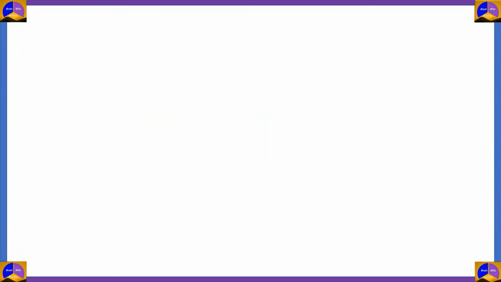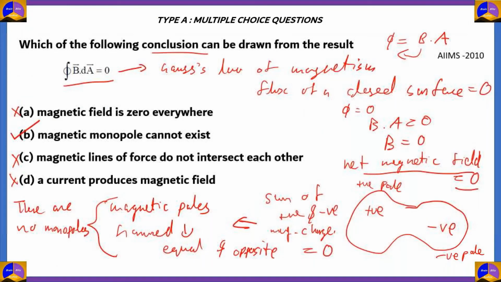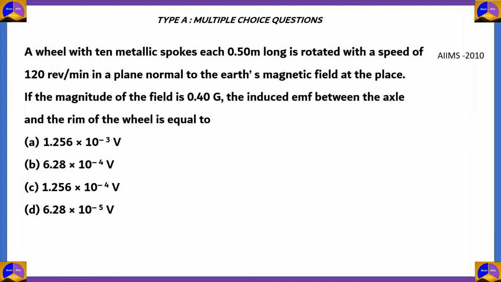So the right conclusion is conclusion B. Magnetic monopoles do not exist because of the fact that the total flux passing through the closed surface is 0. Moving on, let's look at this fifth question.